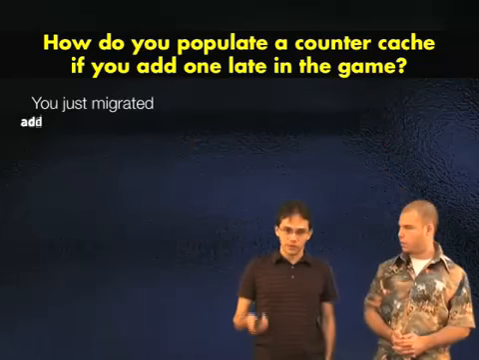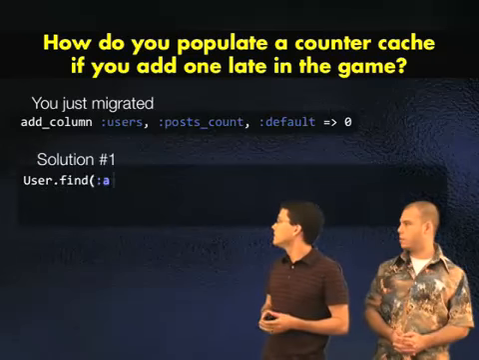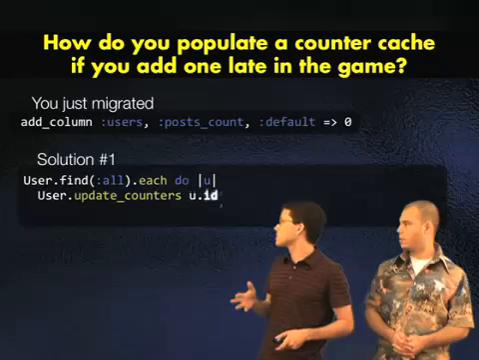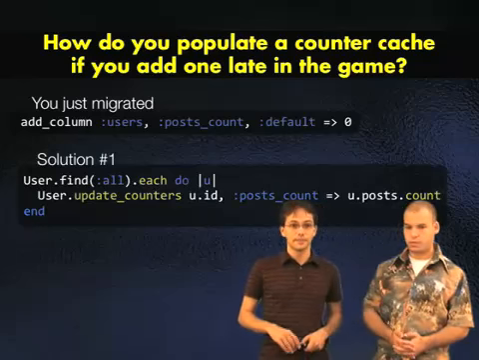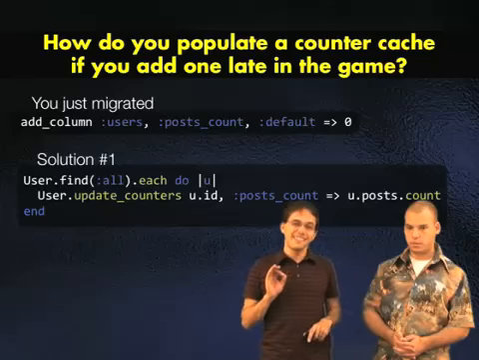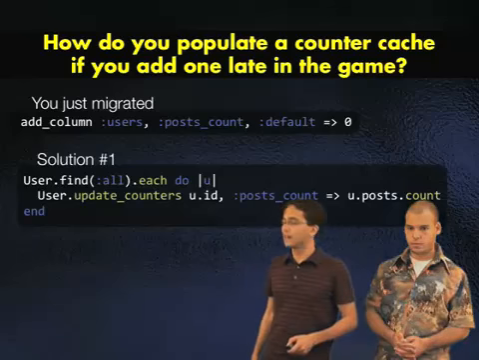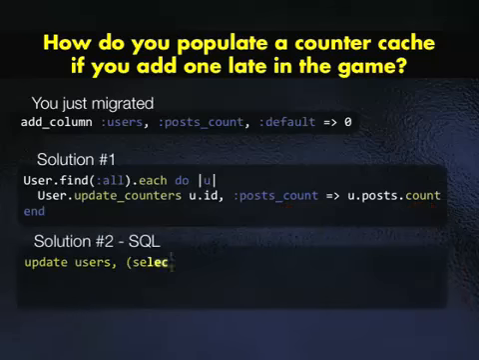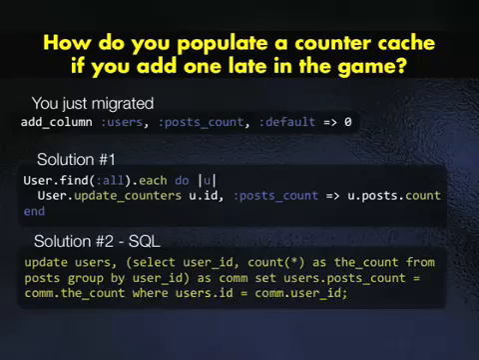First of all, you of course run the migration, and then you've got two solutions. First of all, you can go through each of the users and call update counters on the post count column. However, if you have a lot of data in your database, this could be pretty darn slow. So the second option you've got is to just run some raw SQL, right? Which is basically doing a subselect in here. And it'll work fine. It'll be a lot quicker.